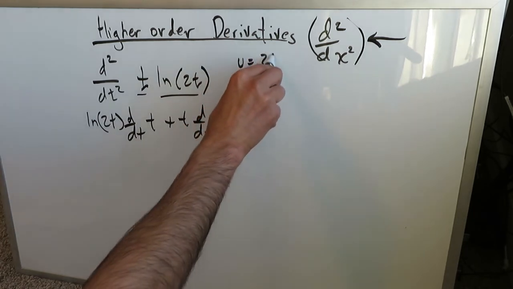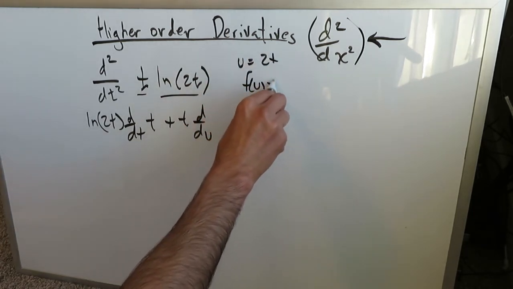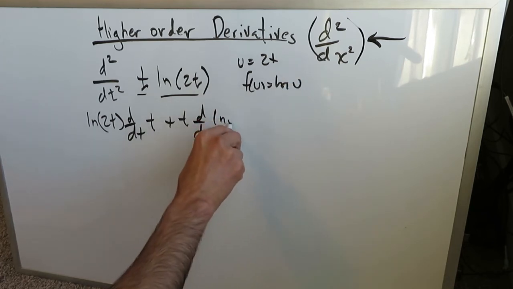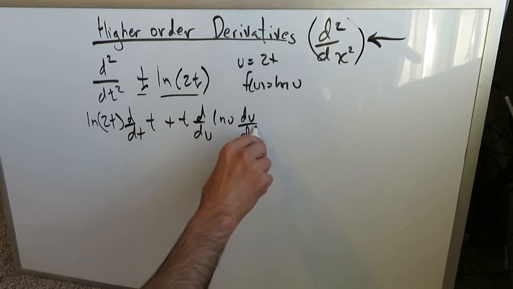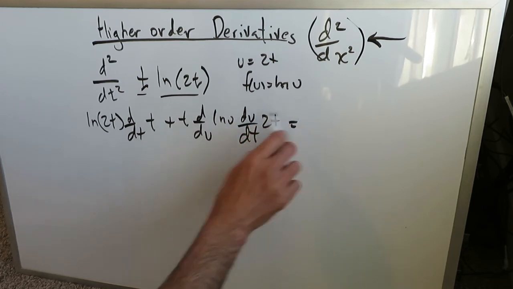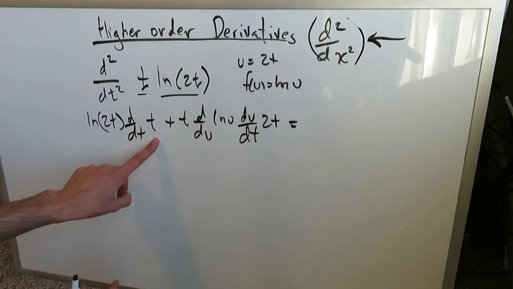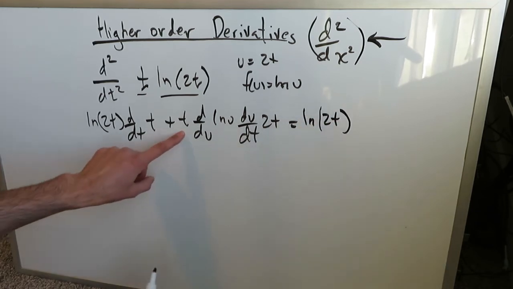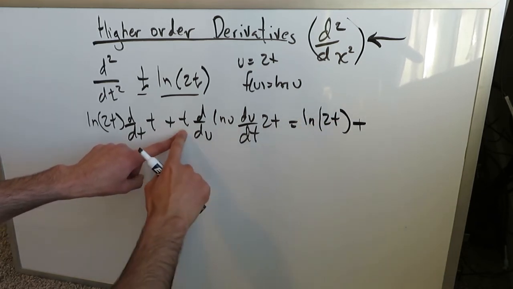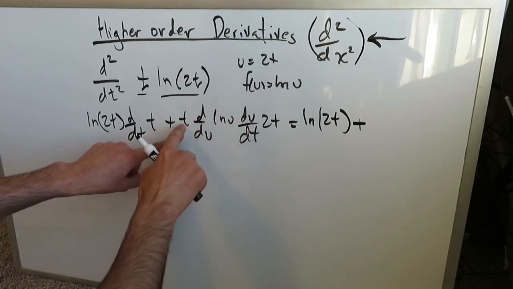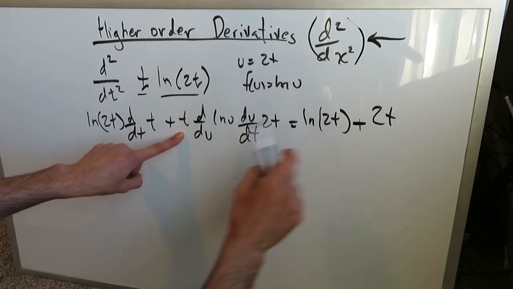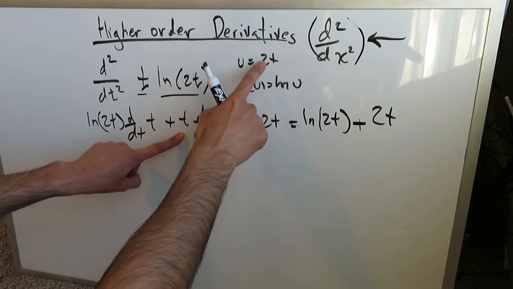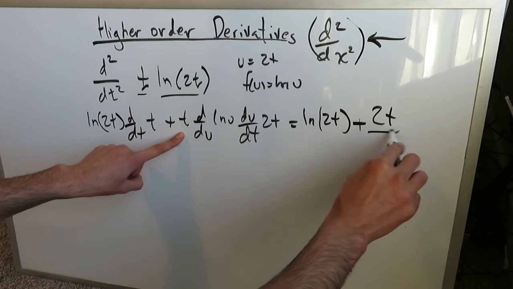If u is equal to 2t, then f of u must be equal to ln u. Derivative with regards to u, ln u, and then derivative with regards to the t is a 2t. When you solve all of this out, the derivative of t is just a 1. You get a natural log 2t, and look over here, plus derivative of 2t is a 2. 2 times this t is a 2t. And the derivative of natural log u will be 1 over u. But u represented 2t, so it will be 1 over 2t divided by 2t.